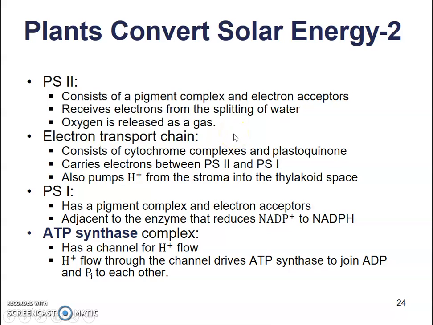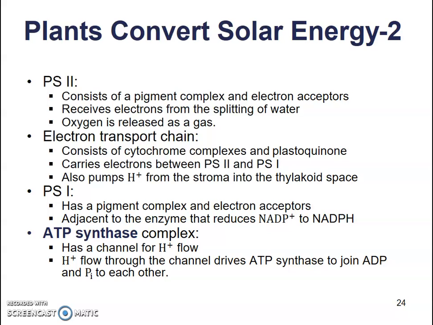The electron transport chain is involved. It consists of a cytochrome complex and plastoquinone. These carry electrons between photosystem 2 and photosystem 1. They also pump hydrogen ions from the stroma into the thylakoid space.